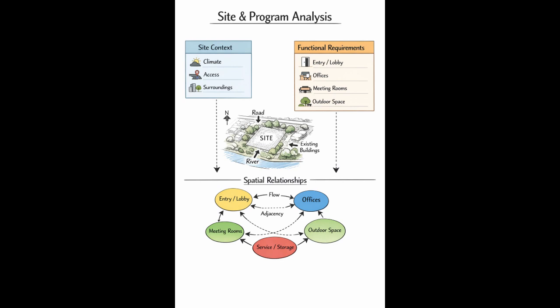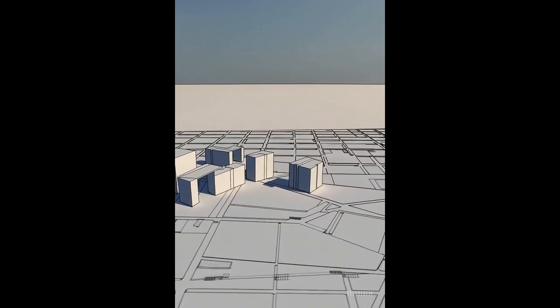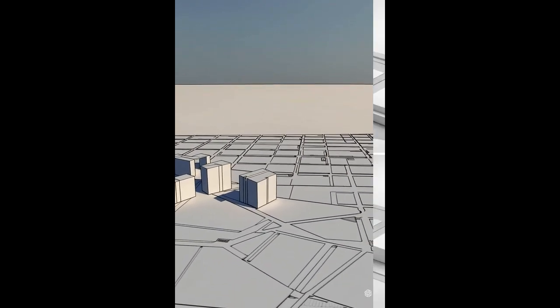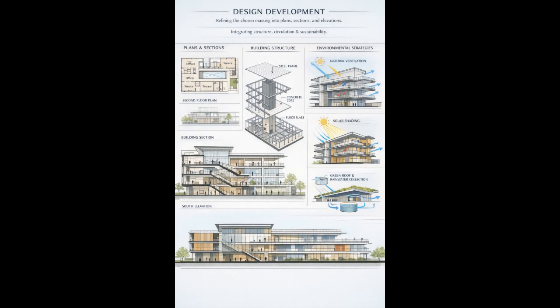At this stage, relationships between spaces are identified before any detailed form is developed. Massing and spatial testing follow, using simple volumes to explore scale, proportion, and orientation. These early studies help identify how the building occupies the site and how spaces relate vertically and horizontally. Complexity is avoided in favor of clarity.